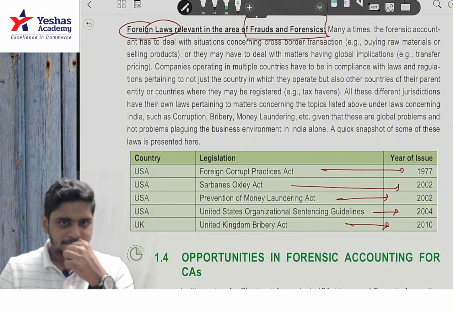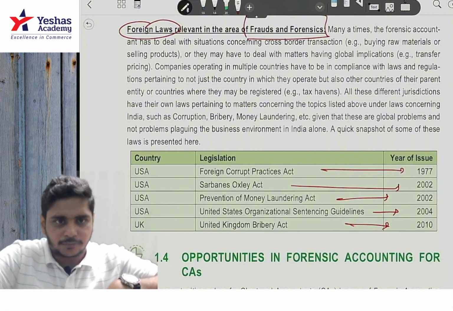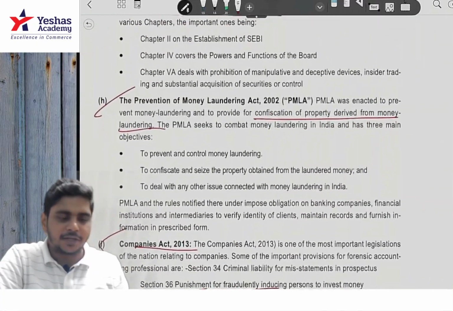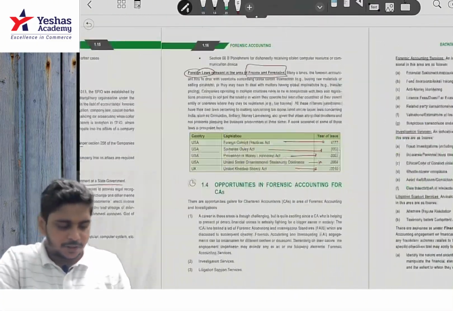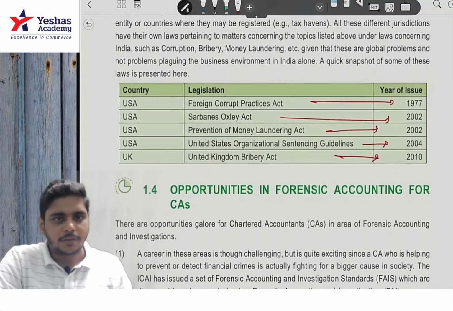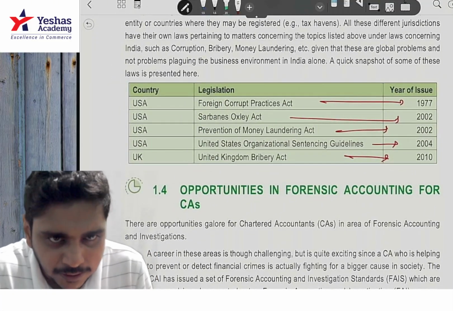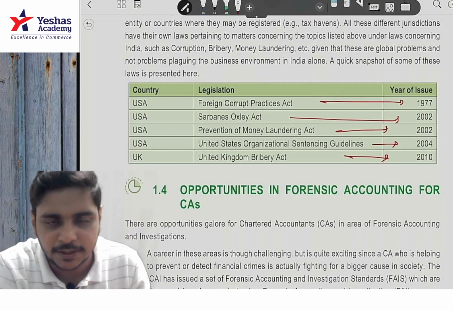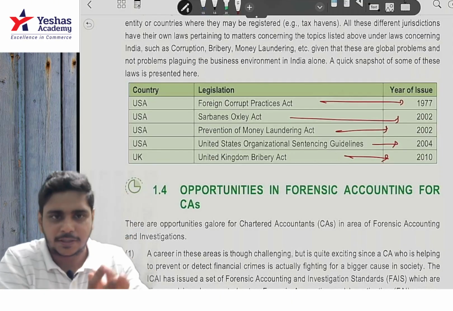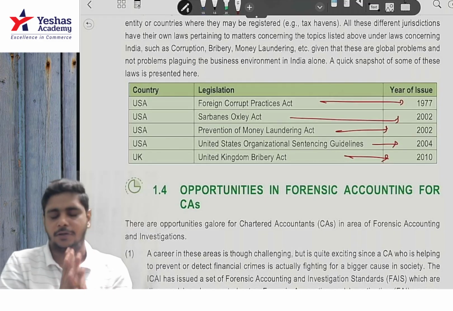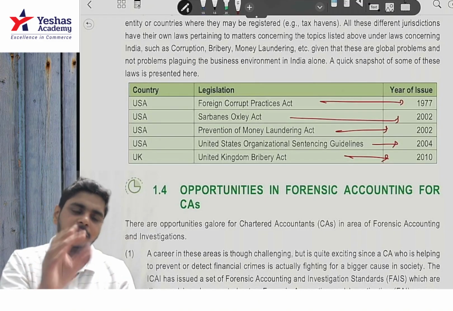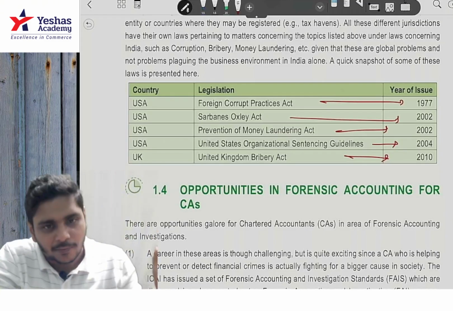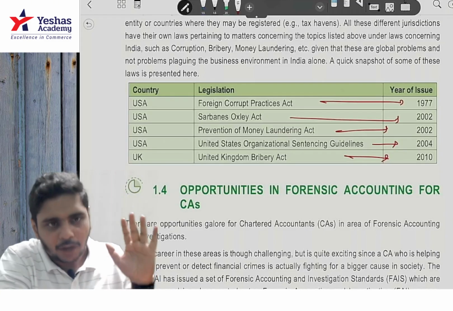Okay. So the Money Laundering Act is in India also. Whatever we studied here, this was the India Act, 2002. In the US also it is in 2002 only. So Foreign Corrupt Practices Act, Sarbanes-Oxley Act, Money Laundering Act, and United States Organization Sentencing Guidelines, all these are of the US, and the UK Bribery Act is of the UK. So these are 5 foreign and 10 Indian. This we need to remember. They can ask us to find the odd man out.